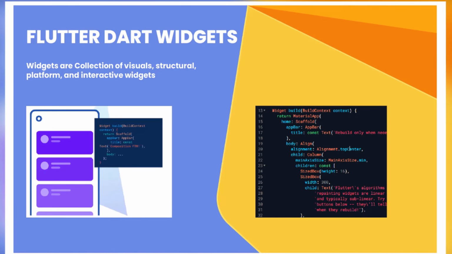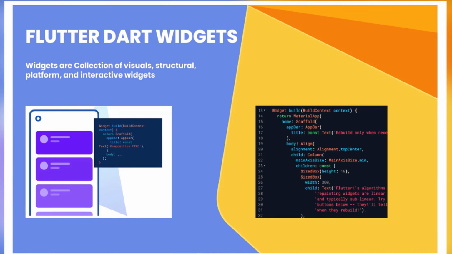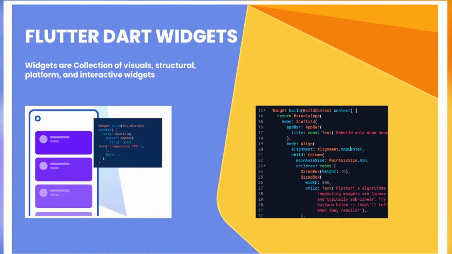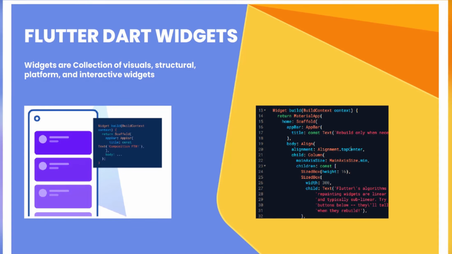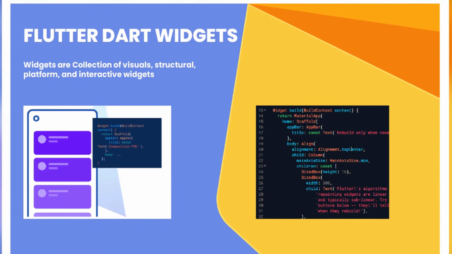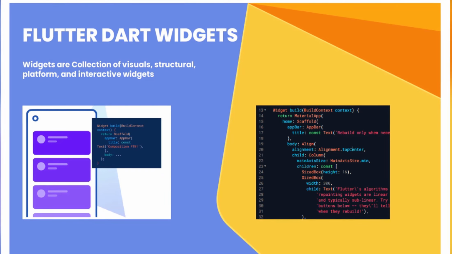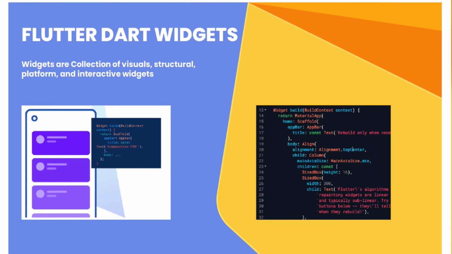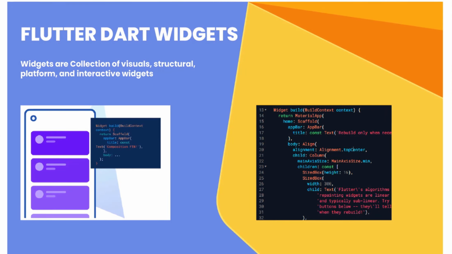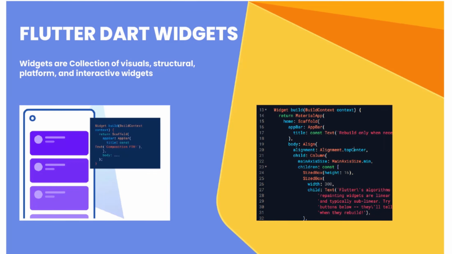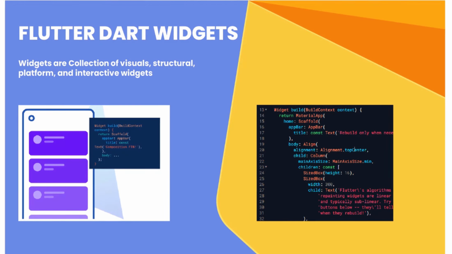So this is a very good example of that. Widgets are a collection of visual, structural, platform, and also interactive widgets. In that we get to know types of widgets like the stateful widget and also stateless widgets, which we're going to be talking about in a couple of seconds. But this is a very good example of the Dart programming language. It helps us to design the UI of our Flutter applications.